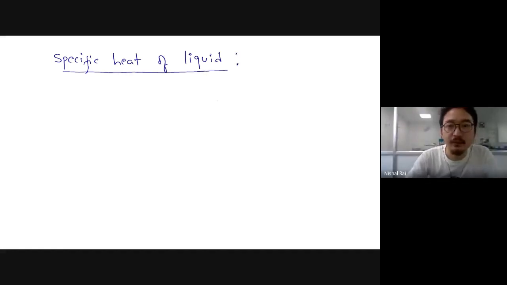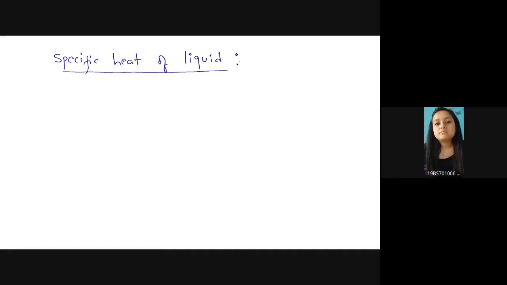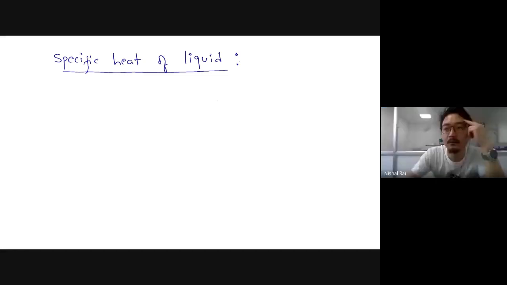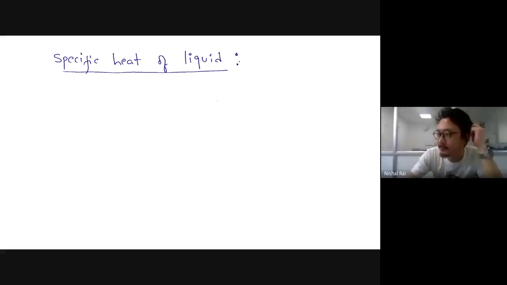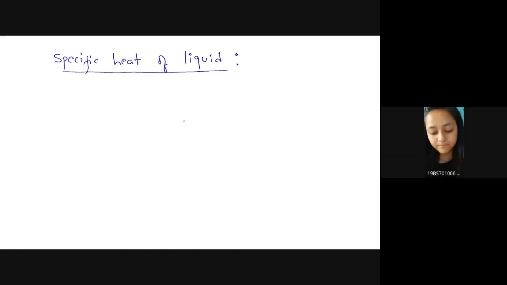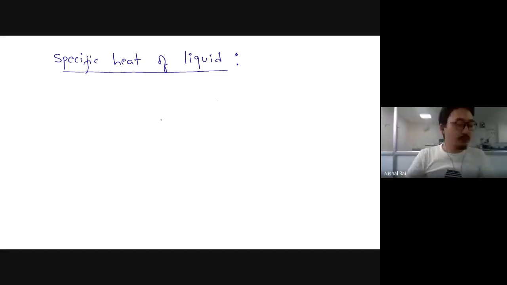Usually, what was your specific heat? Previously, I think we have done it. It is the amount of energy needed to increase the temperature of a unit mass of the body by 1 degree Celsius. That of a whole body is the thermal capacity. So today we are going to do the specific heat of a liquid.